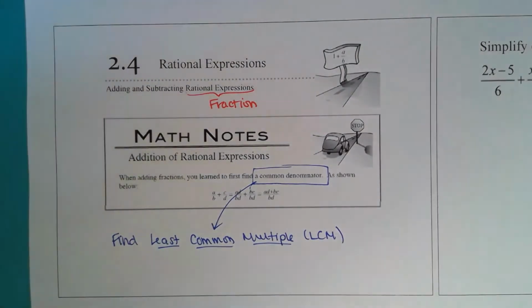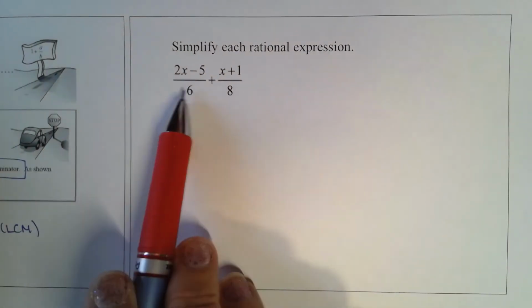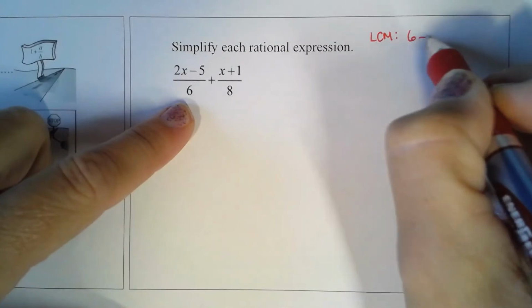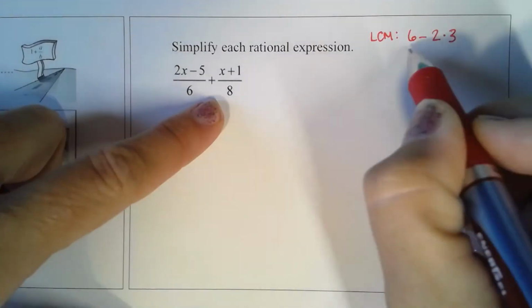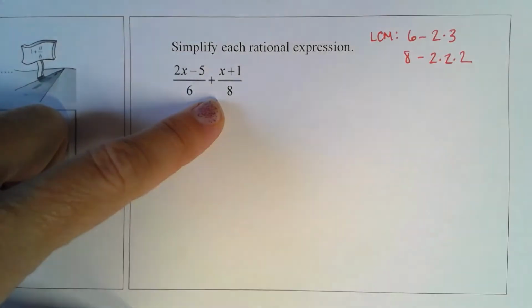Okay, so let's take a look at this first example. It says simplify the rational expression. We're adding two fractions together, so we need to find that common denominator. I know a lot of us will just look at 6 and 8 and see it right away. If we can't, that's okay. Let's come over here and go find it. A 6 breaks into 2 times 3, and 8 breaks into 2 times 4, and then that 4 breaks into 2 times 2.